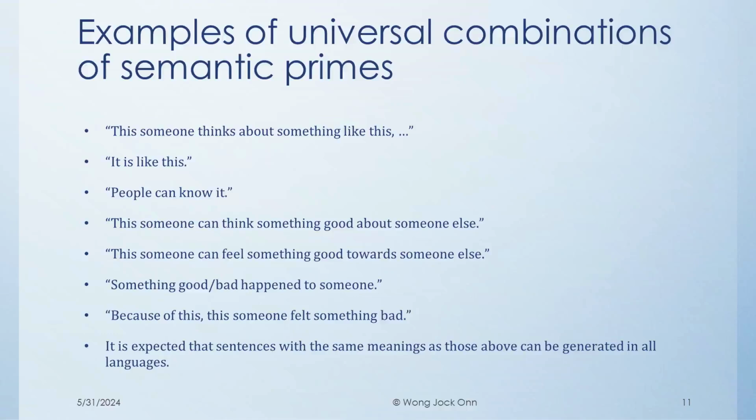This someone thinks about something like this. It is like this. People can know it. This someone can think something good about someone else. This someone can feel something good towards someone else. Something happened to someone. Because of this, someone felt something bad. It is expected that sentences with the same meanings as those above can be generated in all languages.